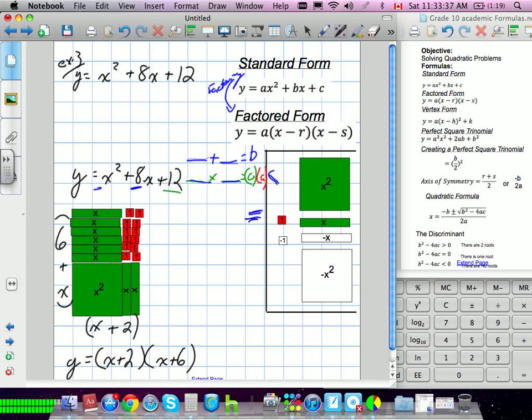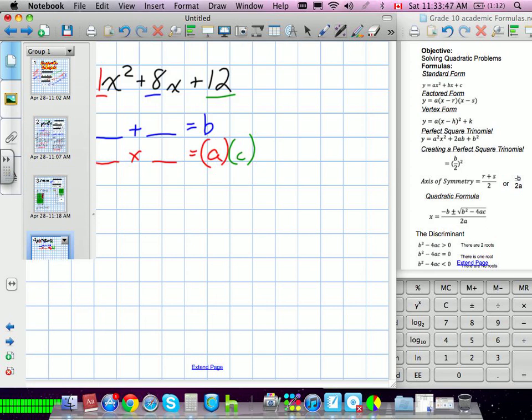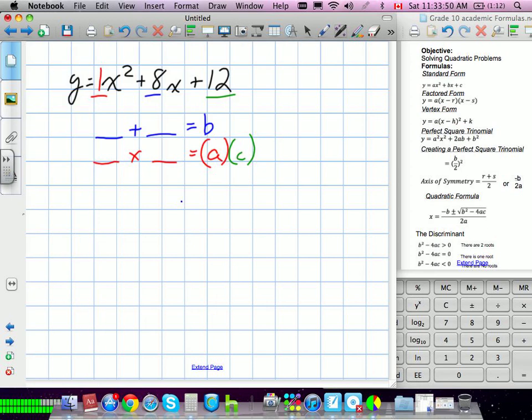We have our A times C. Well, same idea. Our A value is 1, and our C value is 12. So we're looking for two numbers that multiply to what? 12. And what's our B term? 8. That's right. So let's reset this up.